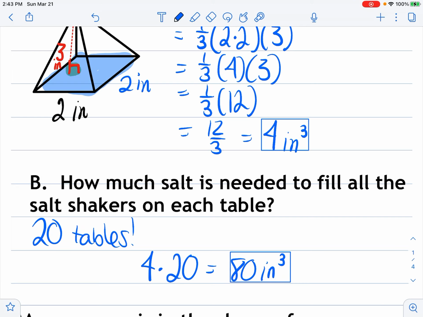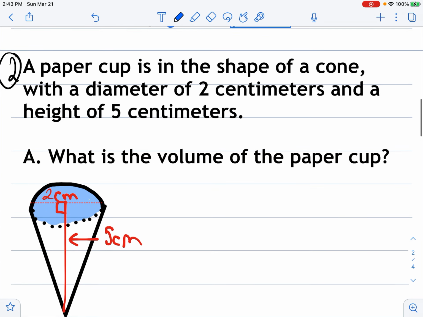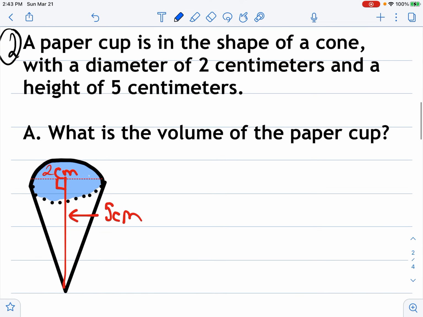All right. Now, I'm going to show you problem 2. For problem 2, we're going to use a cone this time. So I'm going to pause and let you read the problem real fast, mark the text, and then I'll meet you on the other side.